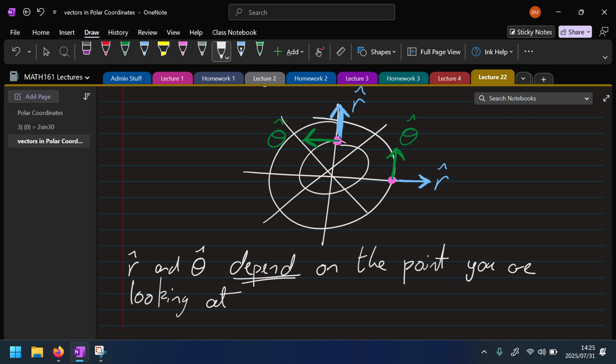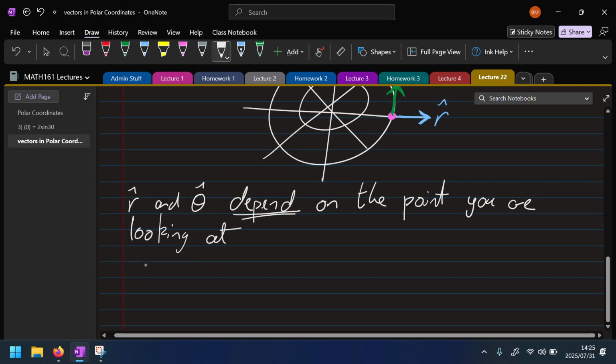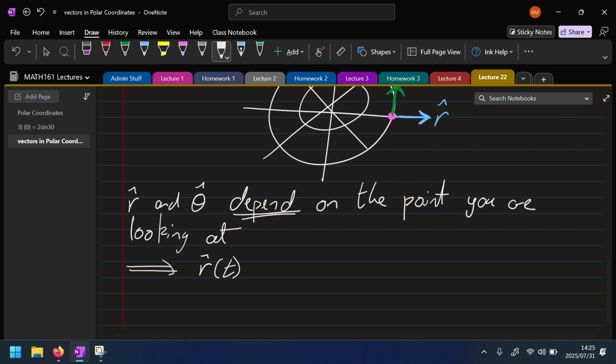And as the particle moves around, r hat and theta hat will also change. So what this means is that r hat also depends on time. Because as time goes on, the particle moves around, r hat will change as you go. And theta hat will also depend on time. So that's a very important distinction between i hat and j hat, which are the same everywhere, don't depend on time. r hat and theta hat, they will depend on time.